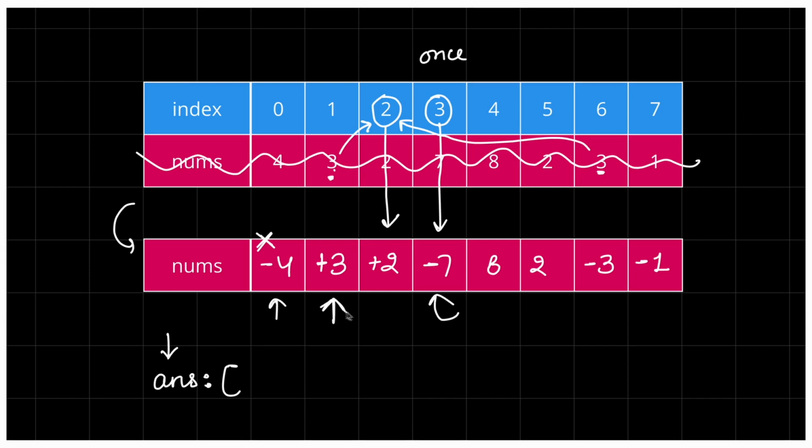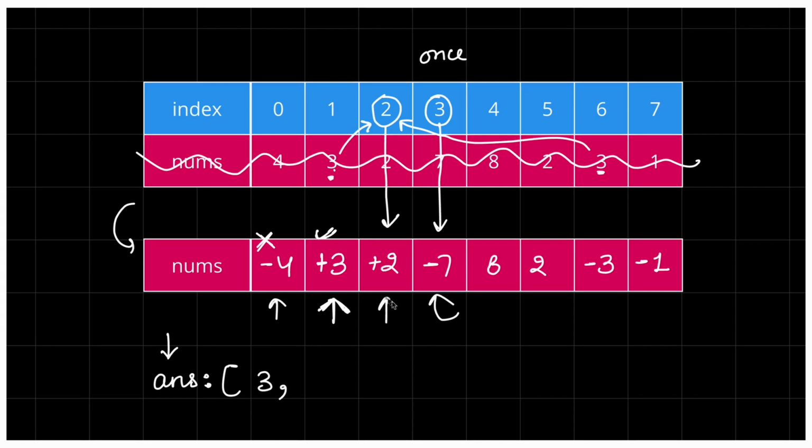So the current element is 3. Because the current element is 3, you are going to this index 2 and you are finding that, okay, 2 is a positive number. Here we have a positive number, which means that 3 is appearing twice. That means 3 will be the answer. 3 will be the answer because 3 is appearing twice, and because of this only this 2 is positive.